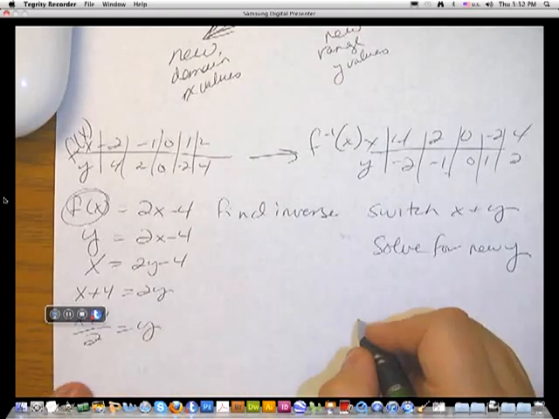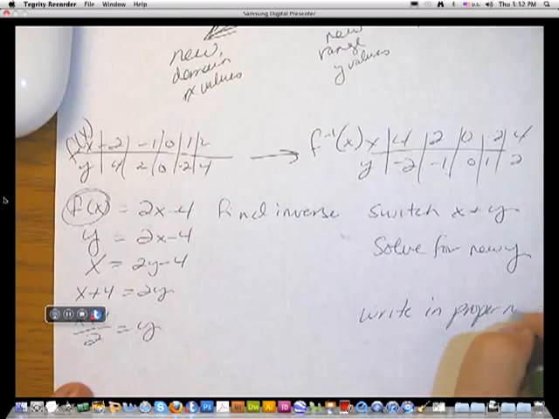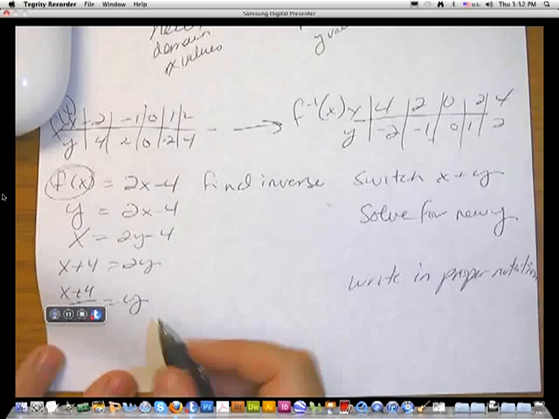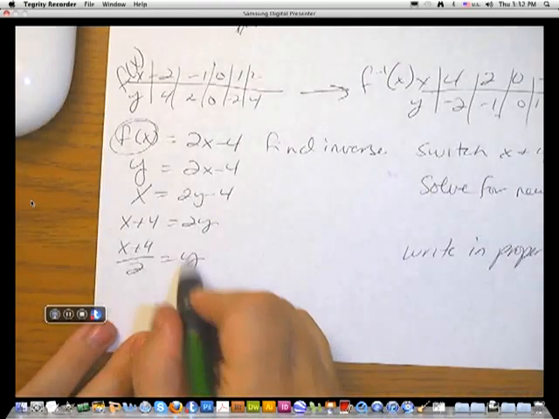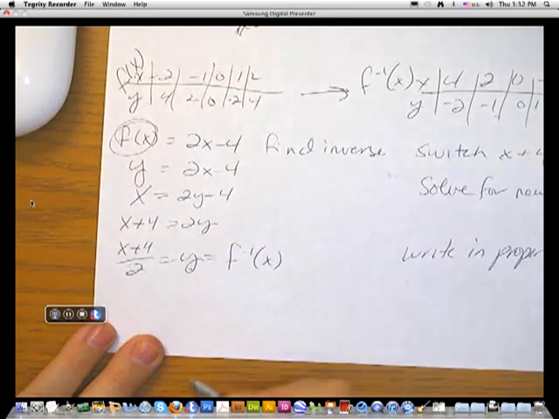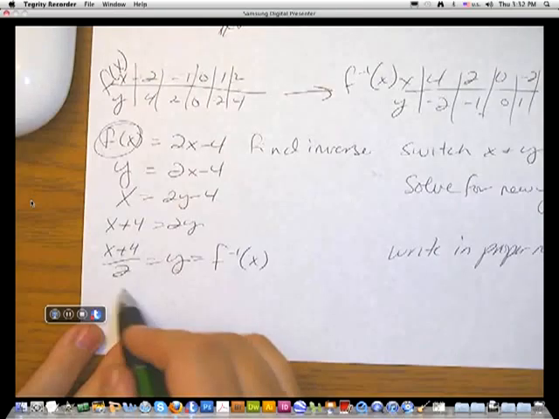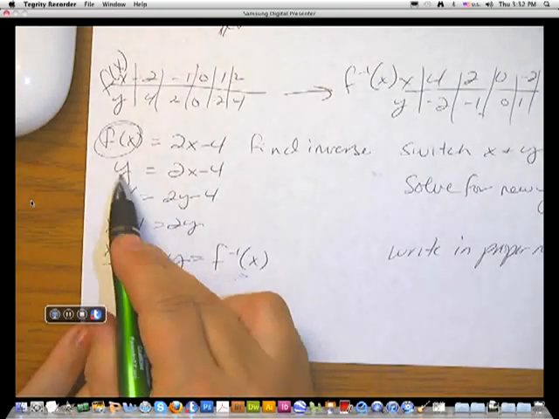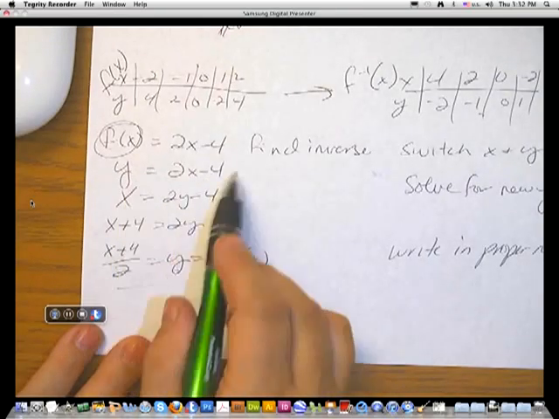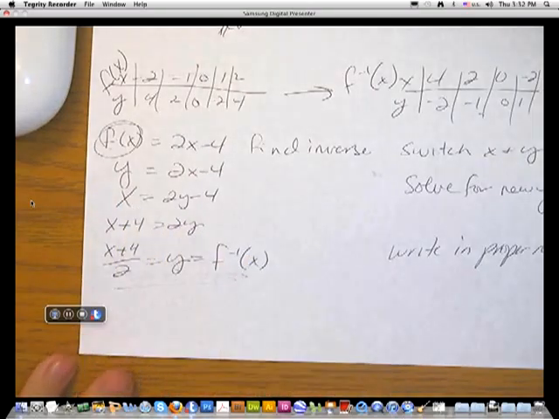And the last thing you need to do is write in proper notation. So we don't write y because that's not what we started with. We change it to f inverse. So there's my function. Here's the inverse function. And all I did was switch x and y, solve for the new y, and put it in proper notation.